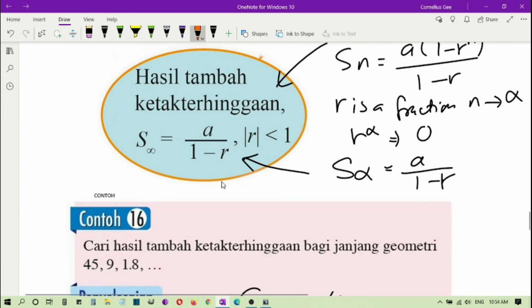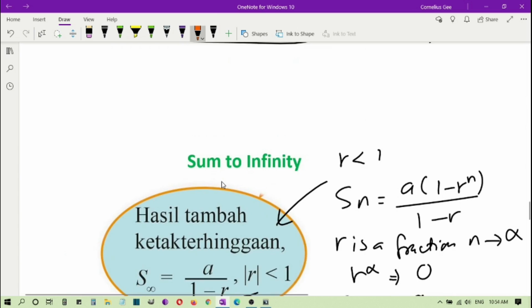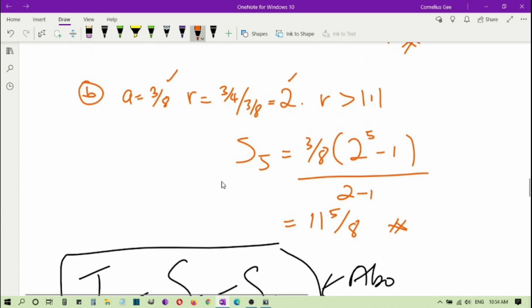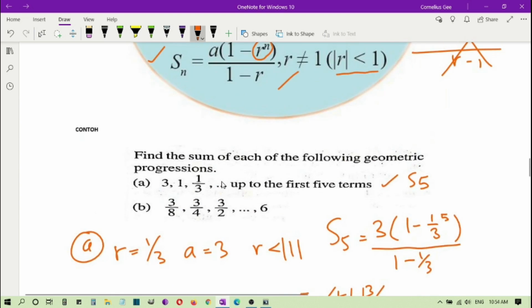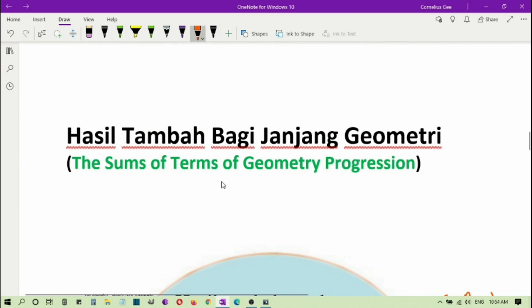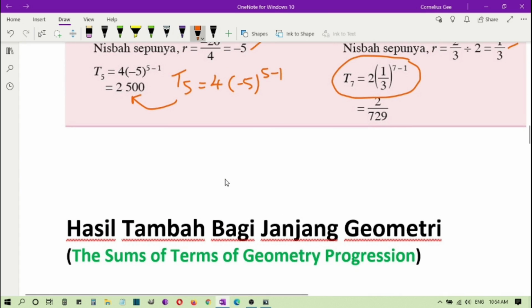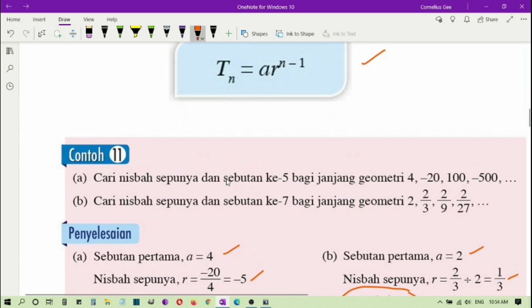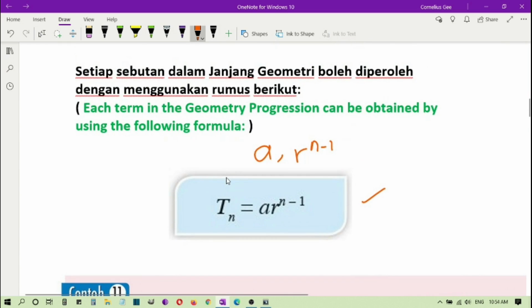So I think overall AP and GP are quite simple. Just be careful when you apply the formulas, and of course when you do the question, you must first identify whether the question is arithmetic progression or geometric progression. Tentukan dulu supaya menggunakan rumus yang betul.